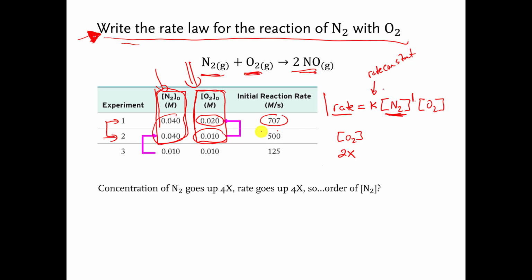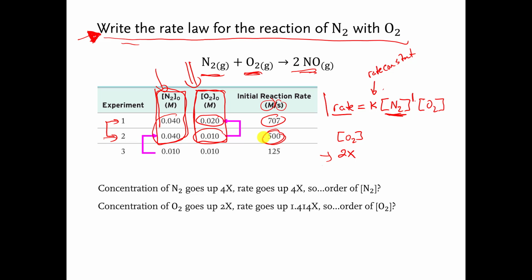And if you look, the speed also gets bigger. The speed is 707 molar per second compared to the speed in experiment 2, which is 500 per second. And you'll agree that 707 is bigger than 500. So, you double the concentration of O2, the speed got bigger. But it didn't get twice as big, because twice 500 would be 1,000, and 707 certainly ain't 1,000. So if you take 707 and divide it by 500, what you'll get is the speed went up by 1.414, or approximately 1.414 times faster. If you double the concentration of O2, the speed of the reaction gets about 1.414 times faster.